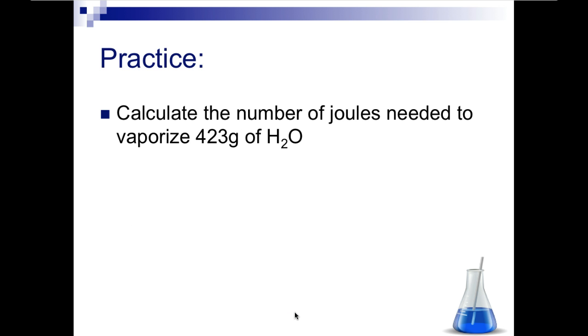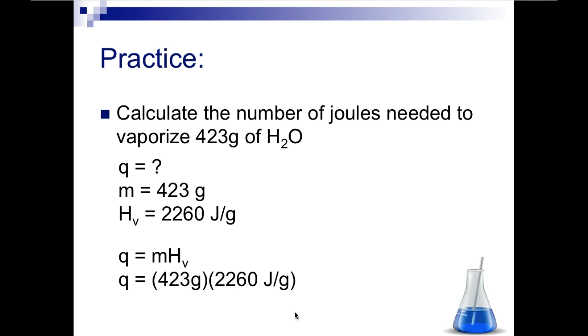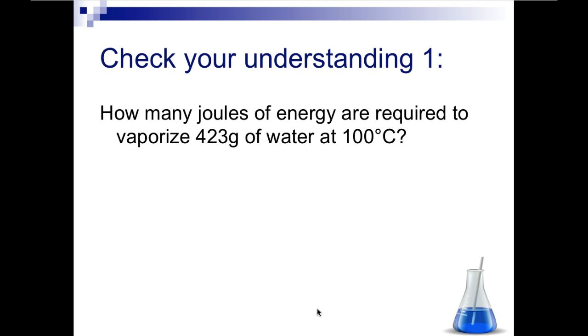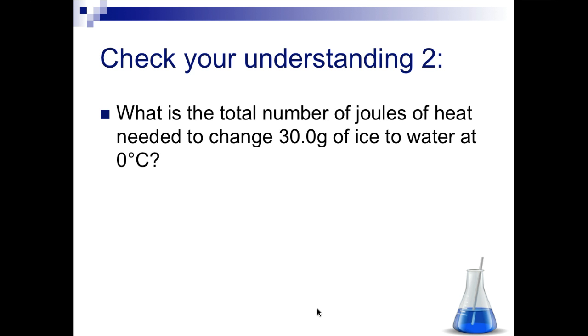All right, let's look at this practice problem. Calculate the number of joules needed to vaporize 423 grams of water. So pause the video, unpause when you're ready. Great, what'd you come up with? Well, there's a clue in this question. It says vaporize, so you should have known that you needed the heat of vaporization. So you plugged into your formula, and you should have gotten your answer. We have 3 sig figs here, 3 sig figs here, so rounding this big number to 3 sig figs, we'll get 956,000. All right, let's look at this, check your understanding. We're going to start off with this tomorrow in class, and then we're also going to look at this one.